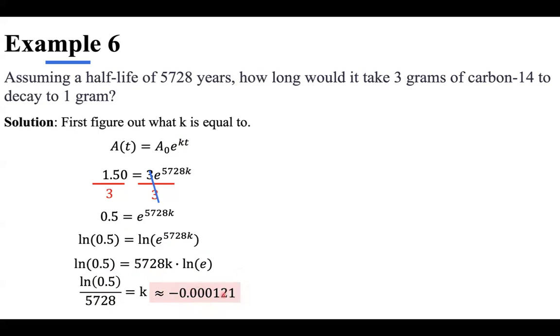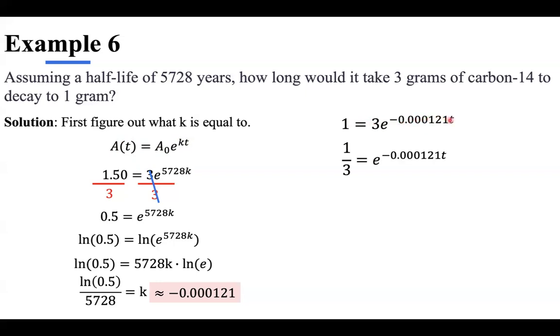Now we're going to use this k value to figure out how long it will take for the 3 grams to decay into 1 gram. That is, we're starting with 3. For that 3 to go to 1 gram, how long will it take? What would be the t value? We have the final amount, what we started with, our k value, and we don't know what t is.